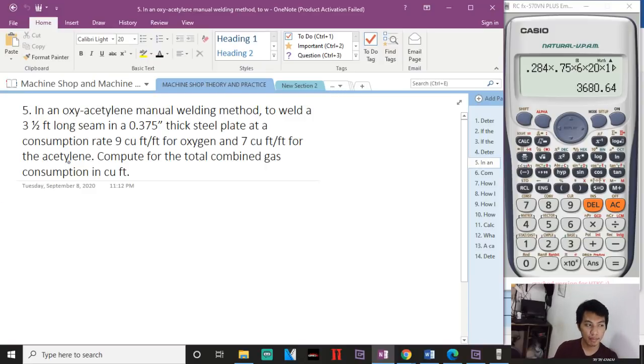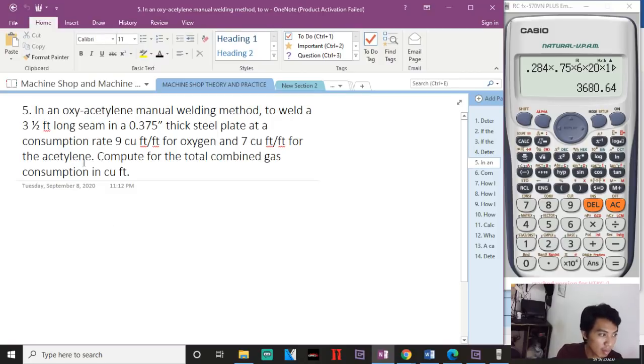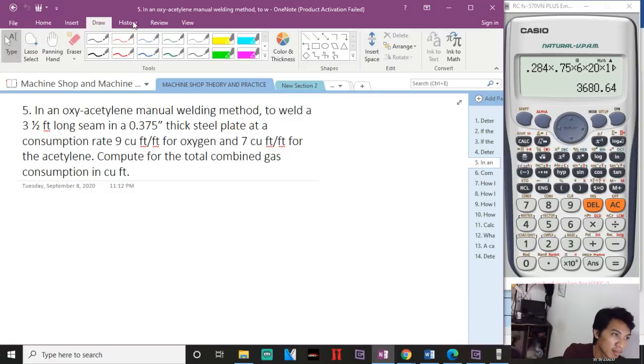Ito mahirap. Mahirap ba to? Tingin nyo mahirap? Sa akin hindi. Kasi tignan nyo ha, basahin nyo muna yung problem, tignan nyo magkakamukha na units. Total gas consumption in cubic feet. Tignan nyo total gas consumption. Wala tayong formula na binigay, pero pwede tayong mag-formulate.